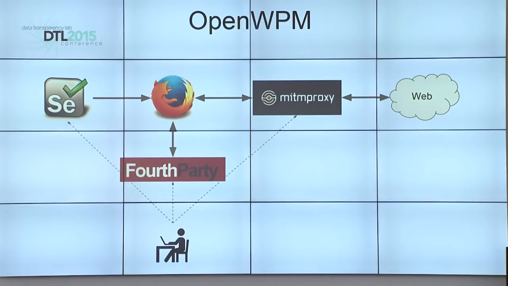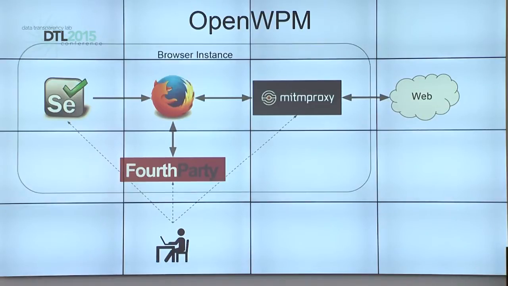We give the researcher access to all of these things in a modular way. So if you want to write code and stick it into the extension, you can do that. You can stick it into the proxy. You can write code to interact with the automation platform, or Selenium. And then we wrapped all of this in what we're calling a browser instance.